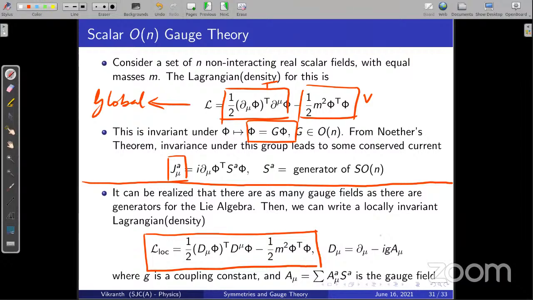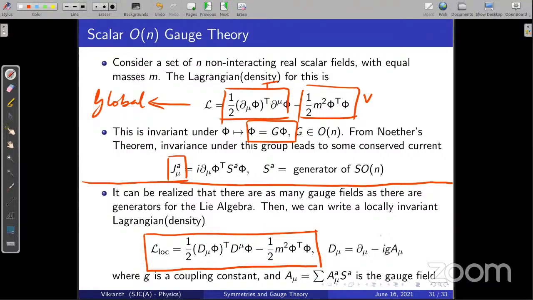But in brief, the last part deals with how you get a locally invariant Lagrangian by changing how you define your fields, how you define your derivatives, and introducing some sort of coupling between them so you can understand what's going on at different points of the field. I hope that answers your question.